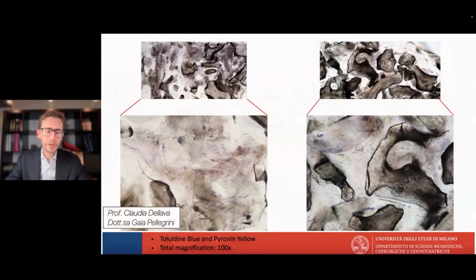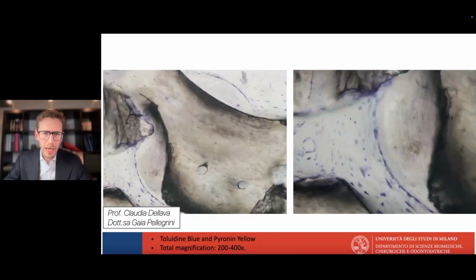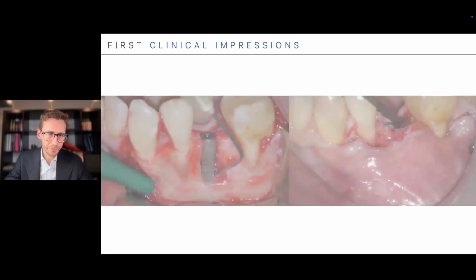And here we can see some very nice histologic material provided by Professor Claudio Della Via and Dr. Gaia Pellegrini from the University of Milan, where both at the mesial and distal trephine samples, we can identify a very satisfactory bone quality, considering that the harvest has been performed only 6 months after the regenerative intervention, and that no autogenous bone has been used, especially if we take a look at the presence of abundant vascular component, which seems to confirm the biological properties of this product that have been described in preclinical models.